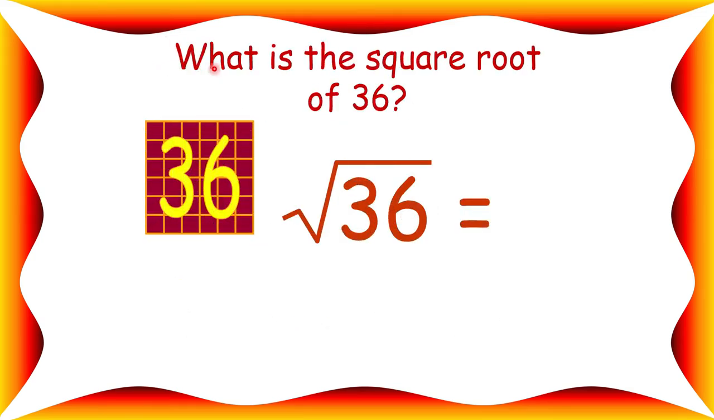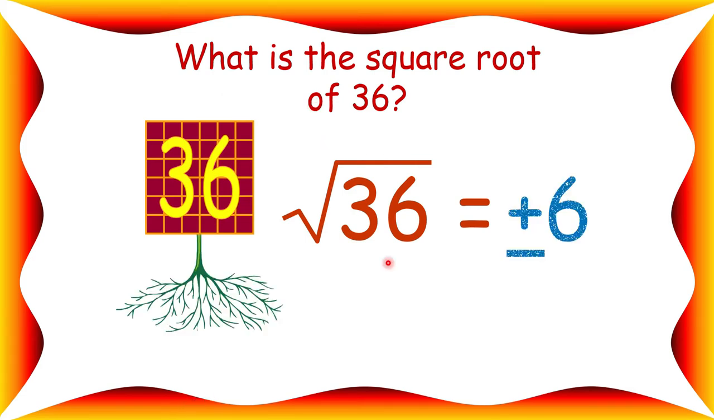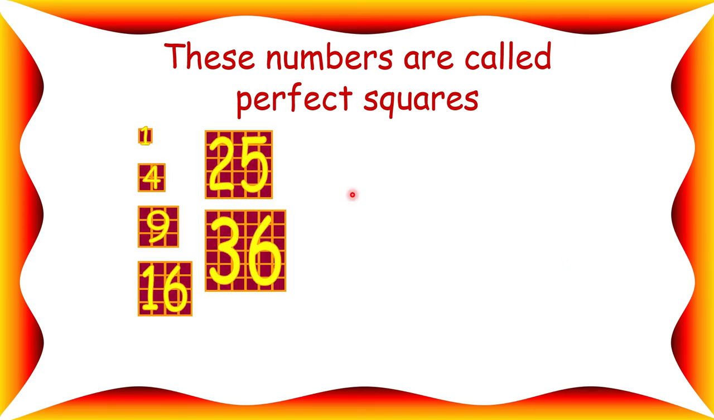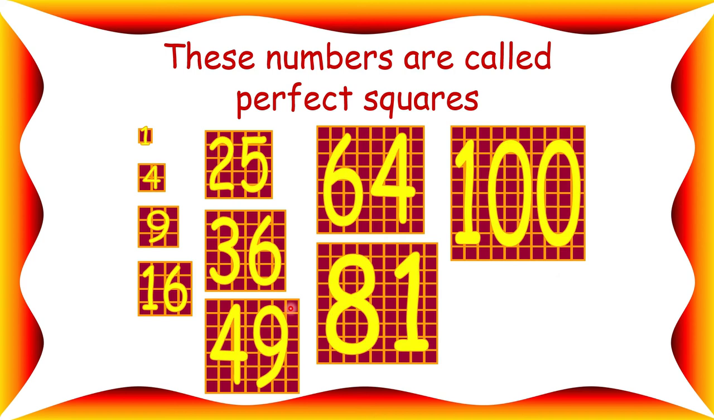So what is the square root of 36? That is equal to positive 6 or negative 6. So we can write this as positive or negative 6. These numbers are called perfect squares: 1, 4, 9, 16, 25, 36, 49, 64, 81, and 100.